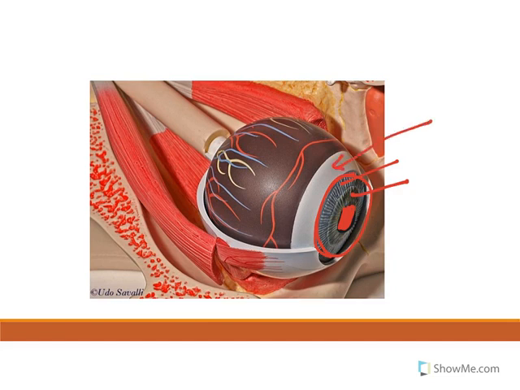This structure right here is the ciliary body, which is attached to the lens, which you can't see right now. That would be important in changing the shape of the lens. Right here you see the choroid, very vascular and heavily pigmented.